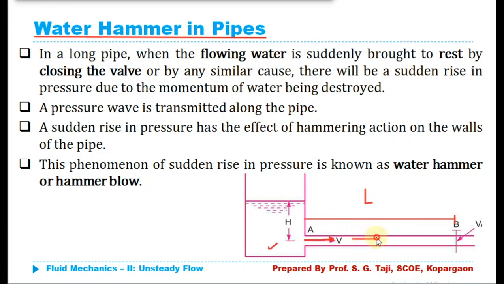Now if I close this particular valve, which is provided downstream at the length L from the tank, and if I close that valve suddenly, what will happen? I am retarding that flow, closing that valve, and reducing the velocity, reducing the kinetic energy to zero. So what I am doing here is reducing my velocity from v to 0.